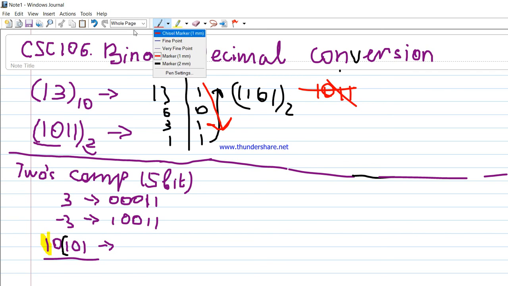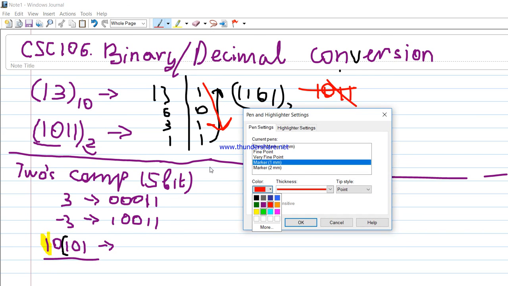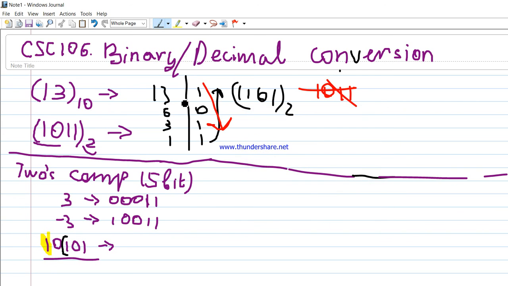Okay, so let's change the color because I don't really like red. I like wearing red, but I don't like writing with it.